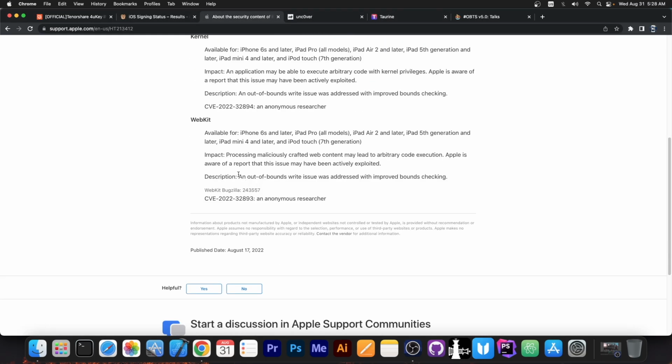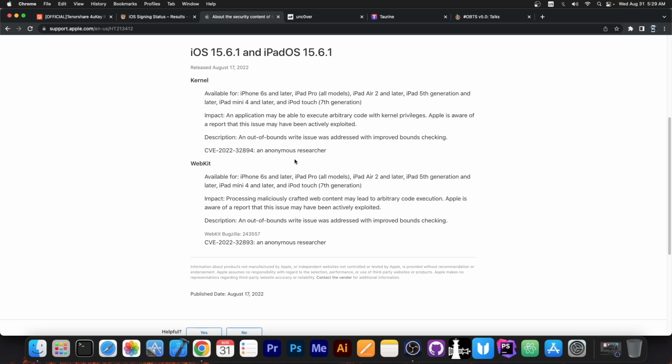Now, the WebKit one is also interesting, but I do not see any WebKit jailbreaks being made lately, so it's probably not that important. However, it is powerful, and they also say that Apple is aware of a report that this issue may have been actively exploited, which is not good either. So if you care about the security of your device rather than jailbreaks and stuff like that, definitely update to 15.6.1 to patch those two. Nasty vulnerabilities over here, pretty bad, especially since they've been used in the wild.